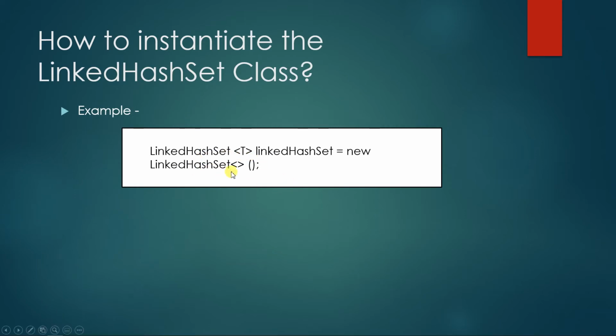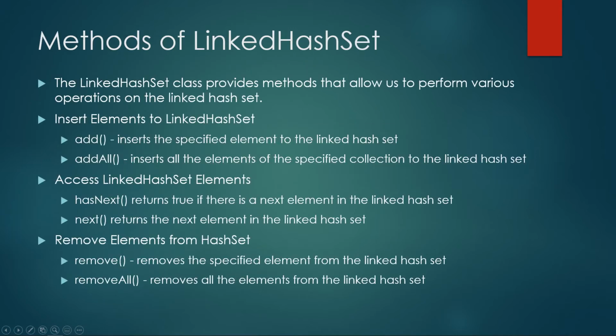You create an object by using the new keyword of LinkedHashSet, and you assign it to a variable of type LinkedHashSet. Again, T is the type of the object. So the methods of the LinkedHashSet. The LinkedHashSet class provides methods that allow us to perform various operations on the LinkedHashSet.